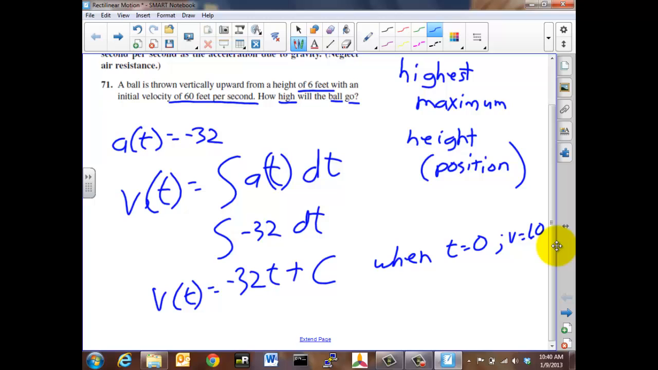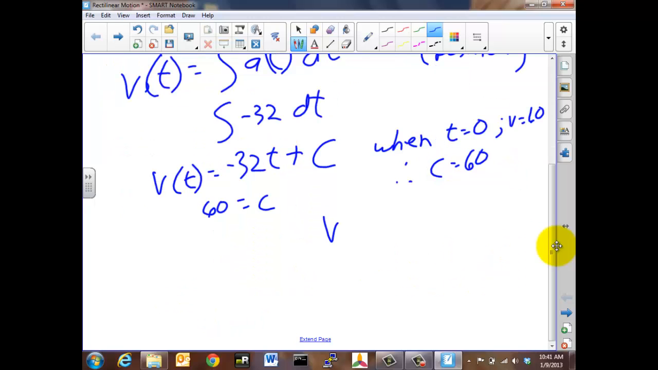If you think about this, a ball is thrown, I'm throwing it from right here. If I say Sam, time me, when's he going to start the timer? When I let go of it, at 0. So initially v is 60, so boom. There's t is 0, v is 60. If we plug that in over here, we get 60 equals c, don't we? Therefore, c equals 60. So now we have a particular solution for v. It's negative 32t plus 60.